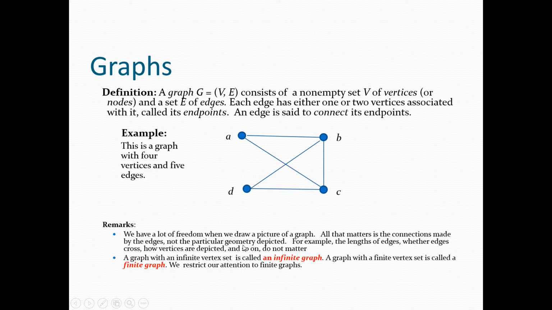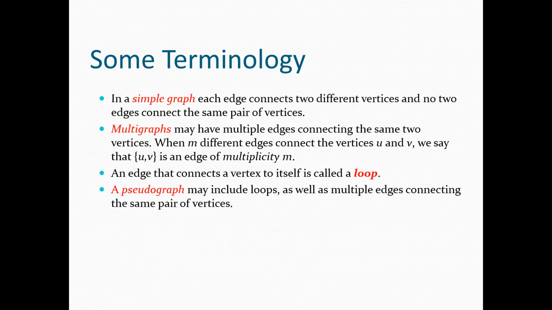That is why that remark is made, that the length and shape of the edge don't matter, and the position of the vertex doesn't matter. It actually shows the connection between one vertex and another. Another remark: a graph with infinitely many vertices is called an infinite graph, and a graph with finitely many vertices is called a finite graph. In this book we will study finite graphs.